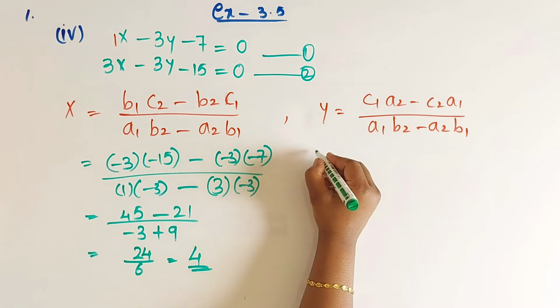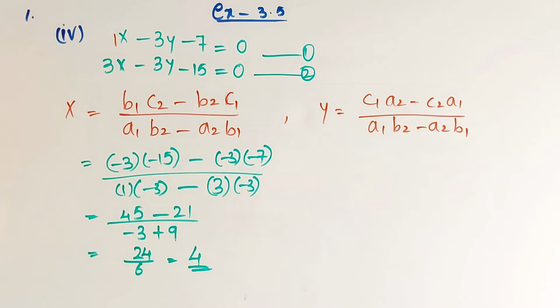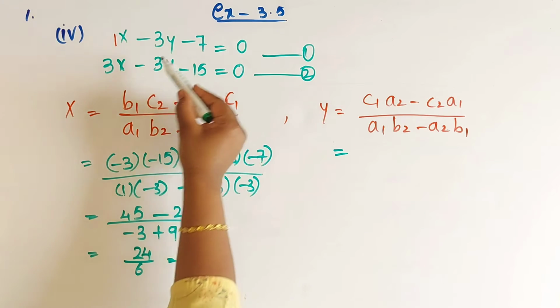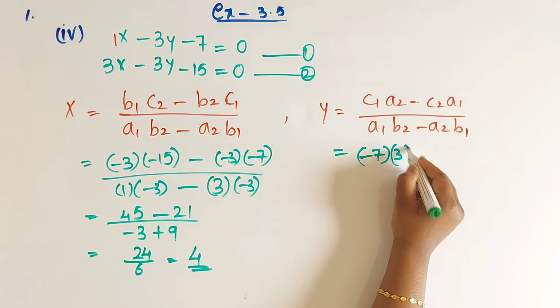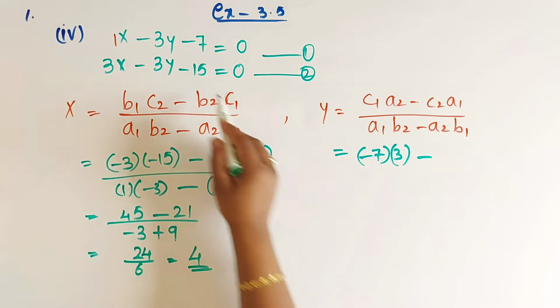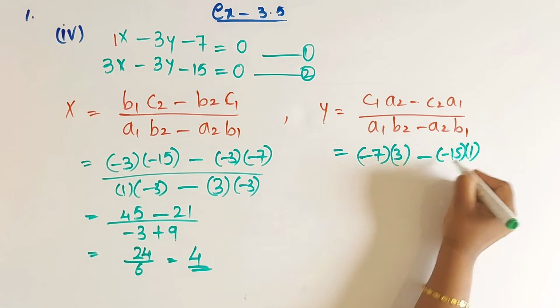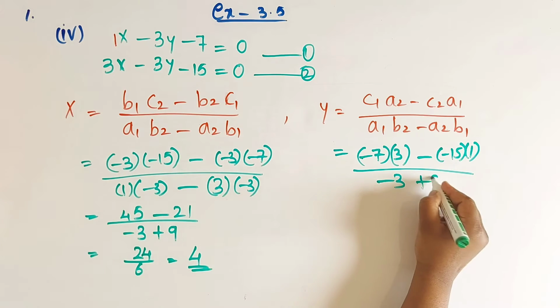Let's find the y value. Y equal to C1 A2 minus C2 A1 by A1 B2 minus A2 B1. Right? What is C1 A2? C1 is minus 7, A2 is 3. Minus 7 into 3. Minus C2 A1. Minus 15 into 1, children. Divided by the denominator, which is the same. So I am writing minus 3 plus 9 directly.